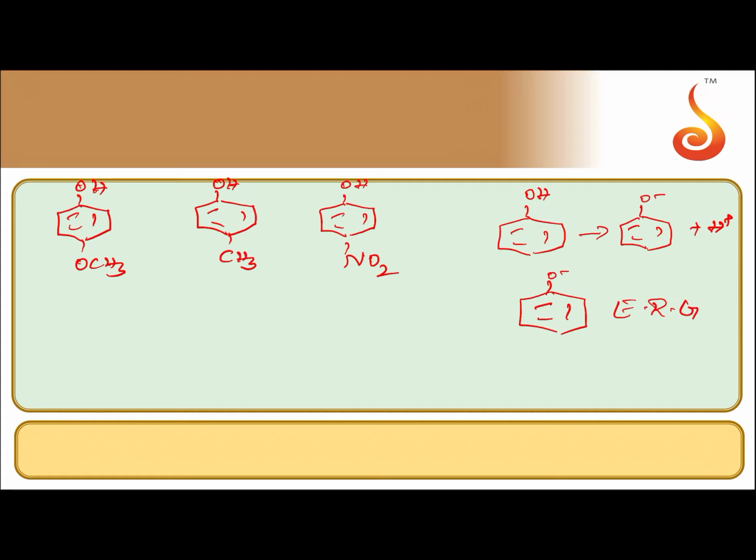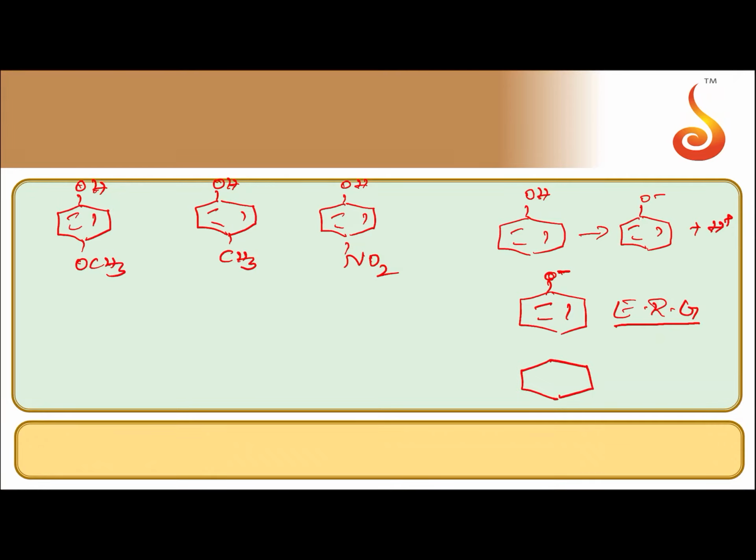So what happens if an electron releasing group is there on the benzene ring? The negative charge intensity on oxygen increases. If the negative charge intensity on oxygen increases, stability decreases. If stability of phenoxide ion decreases, acidic character of phenol also decreases. So an electron releasing group on the benzene ring decreases the acidity of phenol.